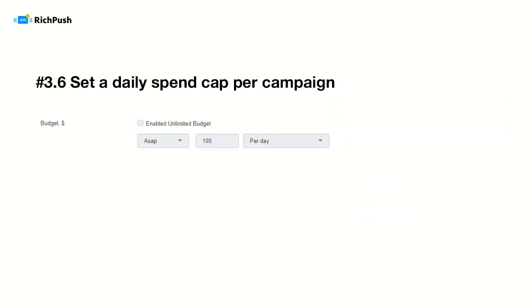And one more, don't forget to set up a daily spend cap per campaign. This is about the targeting.